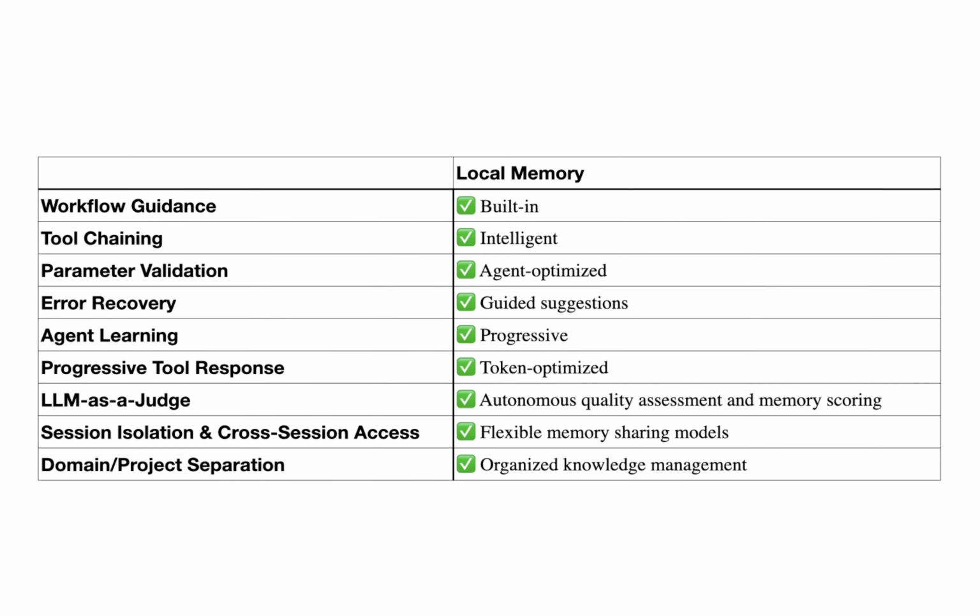So let me walk through just a few differentiators and features for local memory: workflow guidance, tool chaining, parameter validation, error recovery. I'm going to show this in future videos, but we also have agent learning and progressive tool response. This is what makes it really token optimized. There's a concept called LLM as a judge, where it's autonomously doing quality assessments and memory scoring. We have session isolation, cross-session access for search and analysis. We also have domain and project separation.